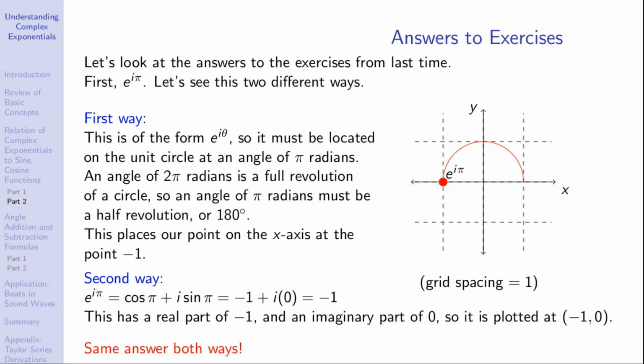Okay, and the second way. E to the I pi is equal to the cosine of pi plus I, the sine of pi, which equals -1 plus I times 0, which equals -1. This has a real part of -1 and an imaginary part of 0, so it is plotted at -1, 0. So it's good to see that we got the same answer both ways.